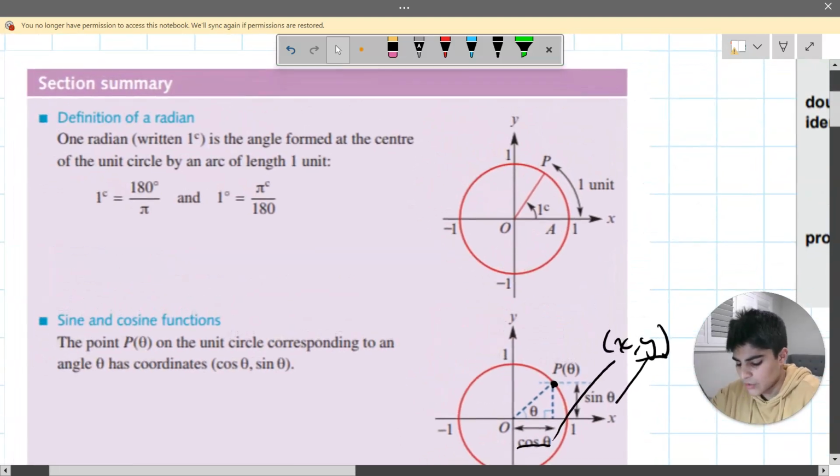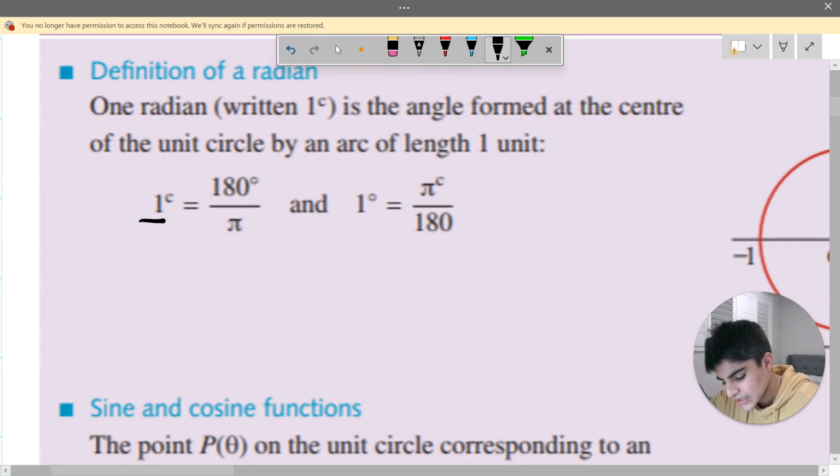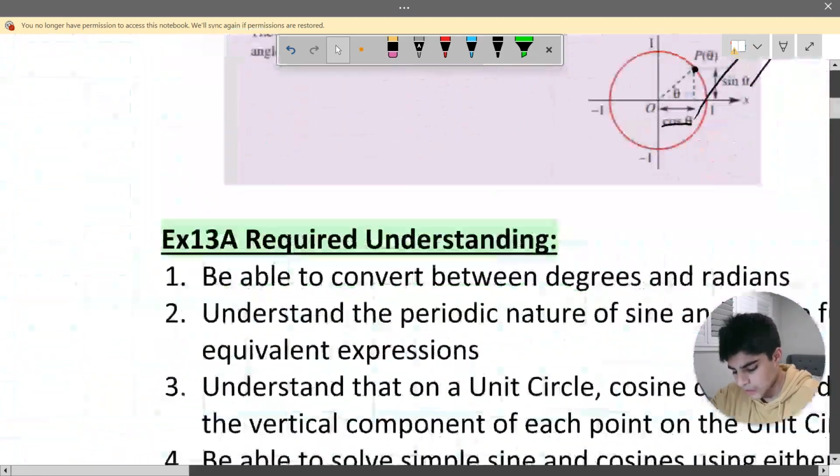To convert an angle from radian form to degree form, use this formula. 1c equals 180 degrees over pi. And if you're trying to convert from degree form to radian form, use this formula. 1 degree equals pi c over 180. Let's get started.